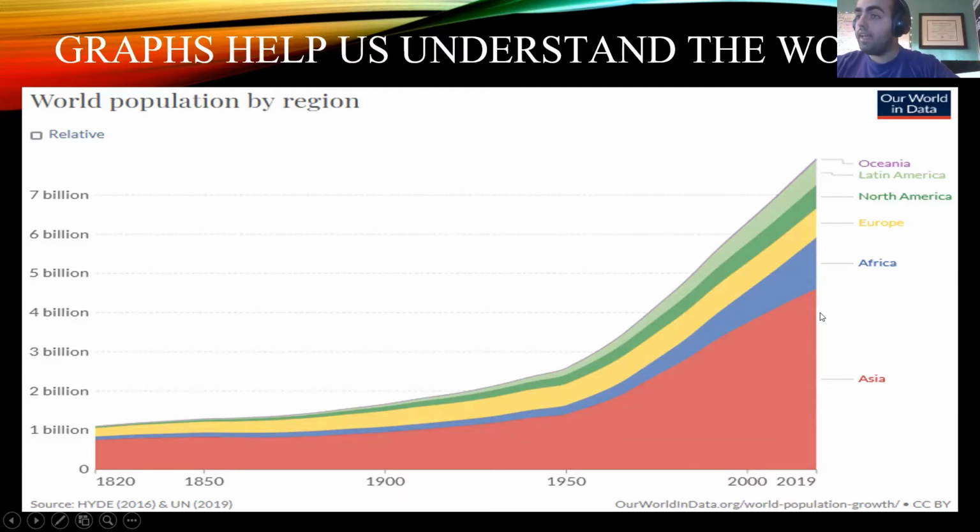If you're in business and economics or finance, you might be interested in these kinds of graphs because they have implications, for example, with respect to what kinds of stocks and what kinds of companies are going to be more valuable in the future. If population is increasing, that gives you an idea that you would probably want to be investing in companies that are going to be growing as a result of population growth.